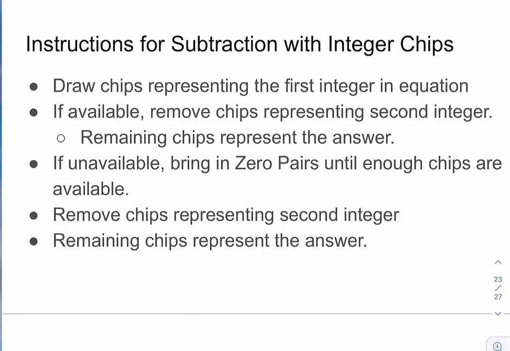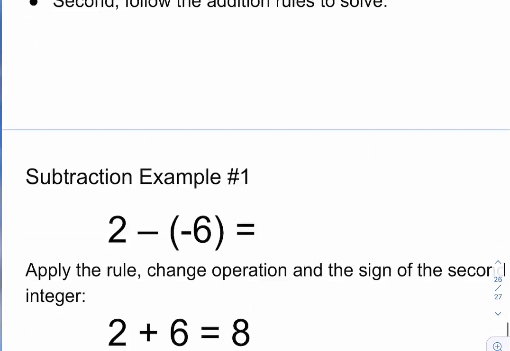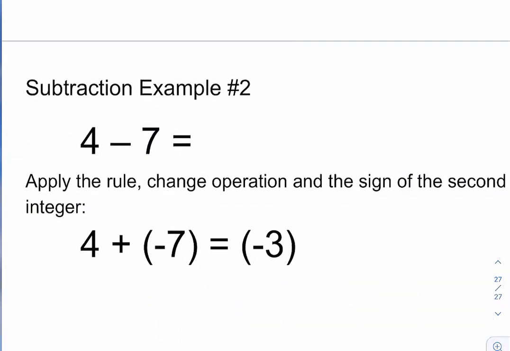If the chips we need to remove are unavailable, we're going to bring in zero pairs until enough chips are available that we need to remove. We then remove the chips representing our second integer, and whatever's left over is the answer. So let's look at how that looks here. So here is an example question.